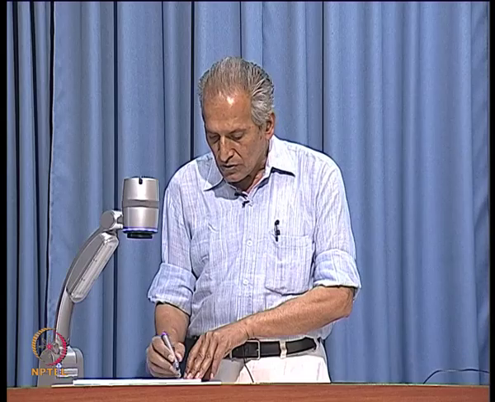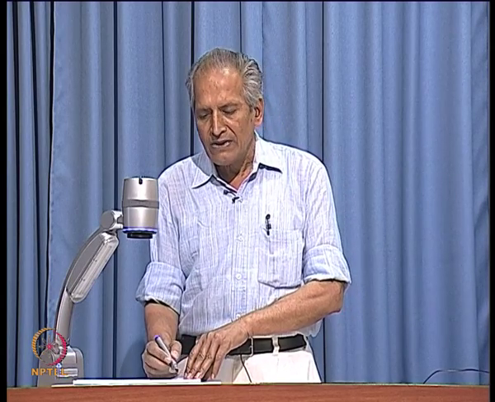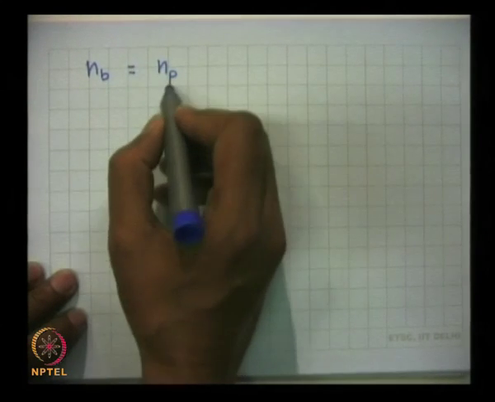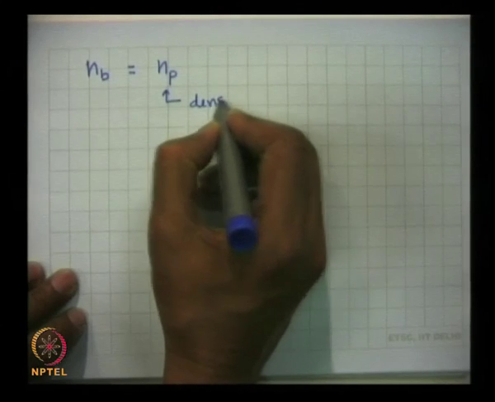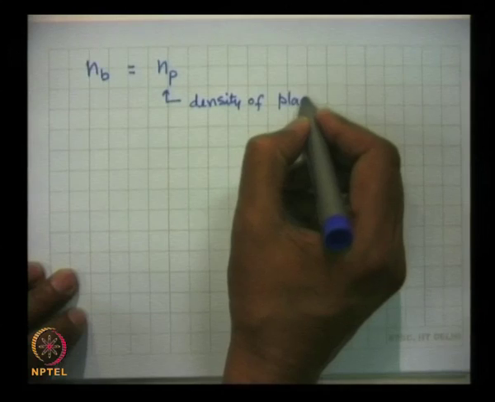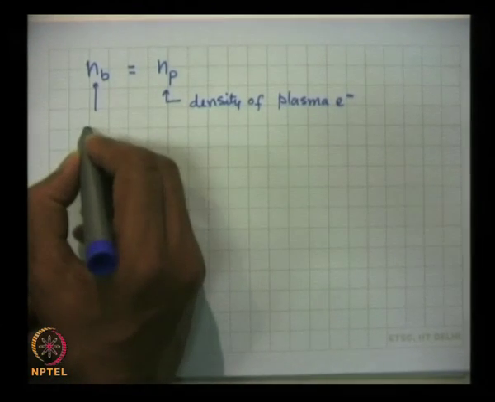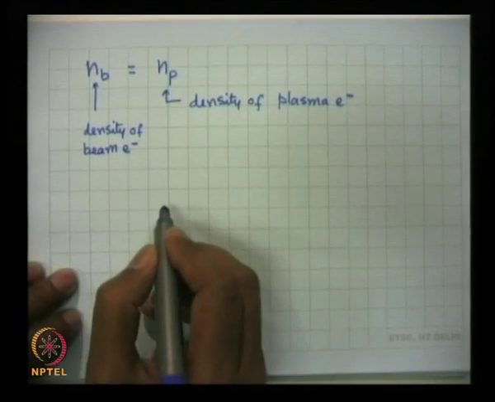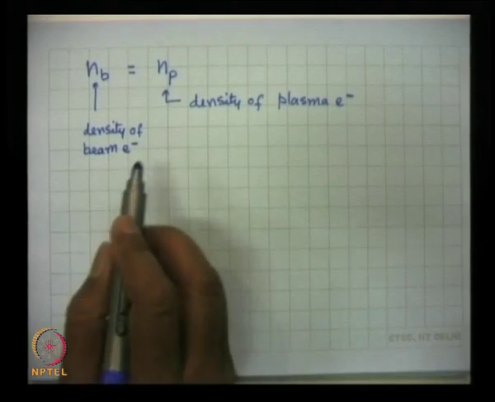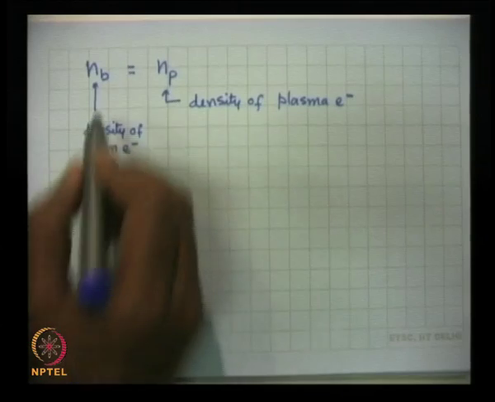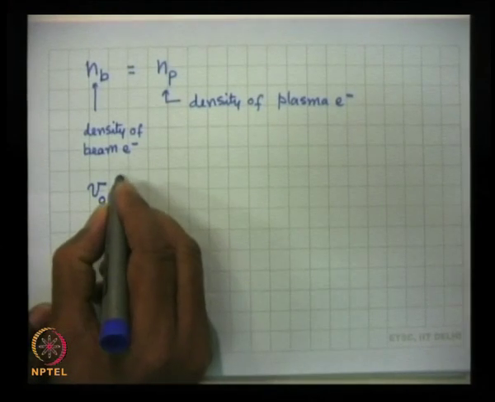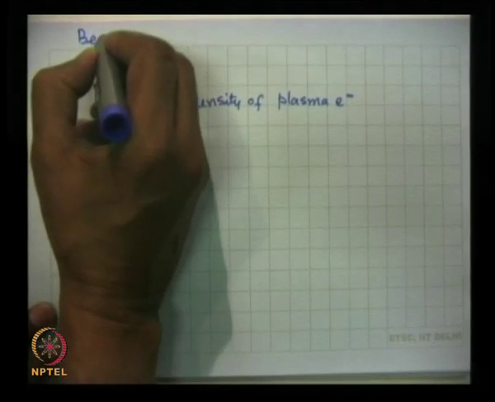I would like to consider a situation like this. For the sake of instability analysis, it is always useful to resort to a simple geometry. I will consider the case when beam density and plasma density are equal. This is the density of plasma electrons, and this is the density of beam electrons. So, for the sake of mathematical simplicity, we consider that the two densities are equal and the two particles are moving in opposite directions. This is moving with drift velocity v0 in the positive z direction, and this is beam, and this is plasma.